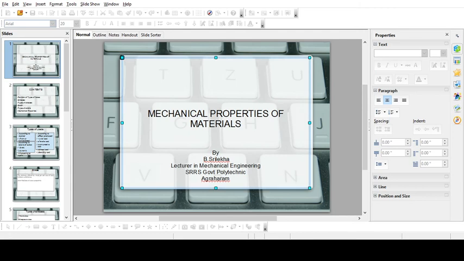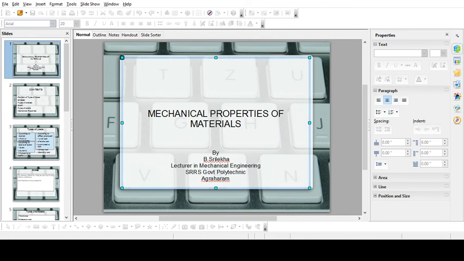Next is resilience. Resilience is the ability of the material to store energy within the elastic limit, that is, without permanent deformation. It is a desirable property for the parts which are subjected to impact loads, that is, for sudden loads.